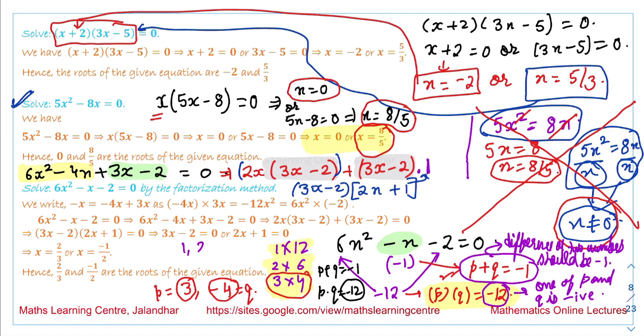So the answer we get is 3x plus 2 plus 2x plus 1 is equal to 0. So this gives us 3x minus 2 is equal to 0, or 2x plus 1 is equal to 0. These are the two equations that we get, and from the first one we will get x is equal to 2 by 3, and from the second one we will get x is equal to minus 1 by 2.